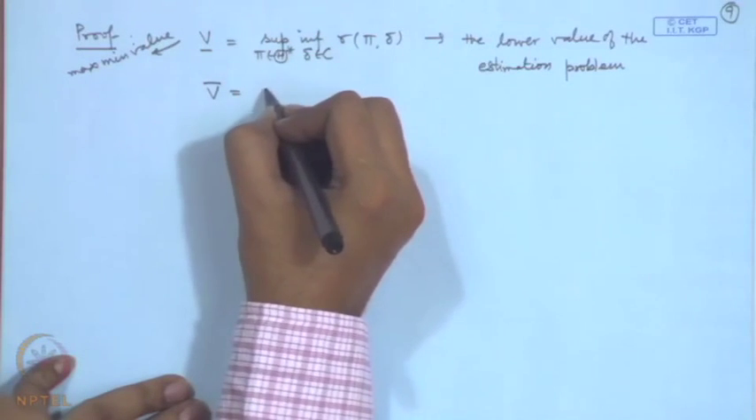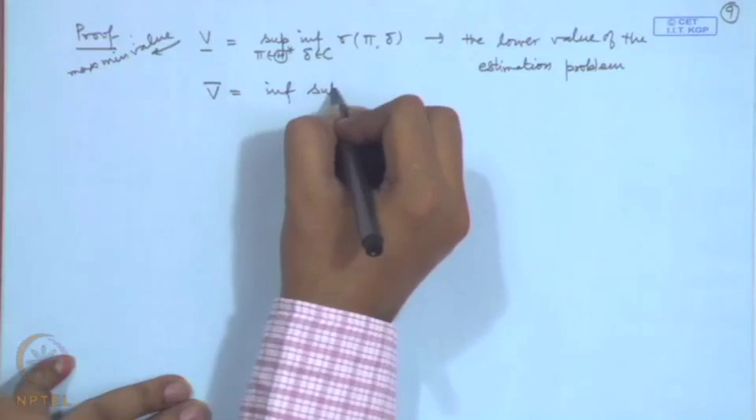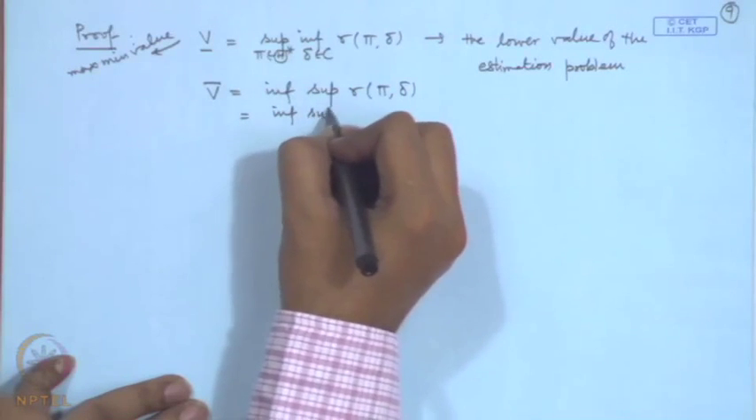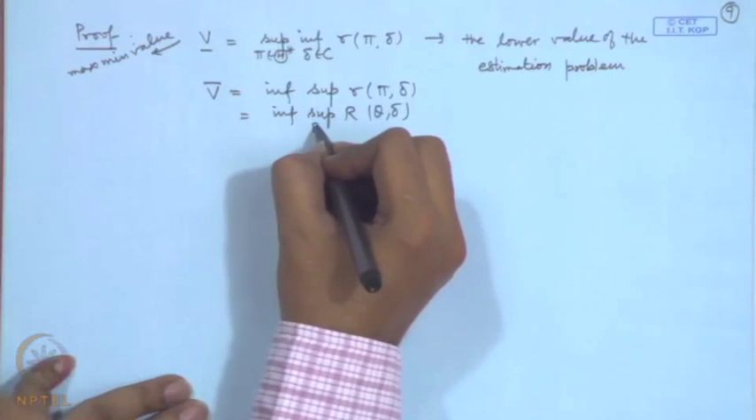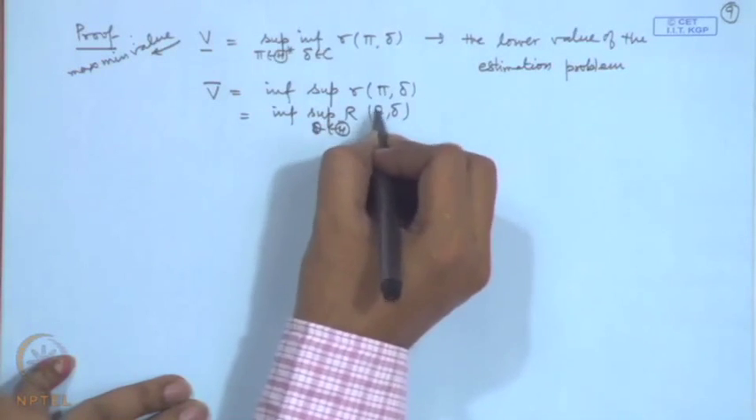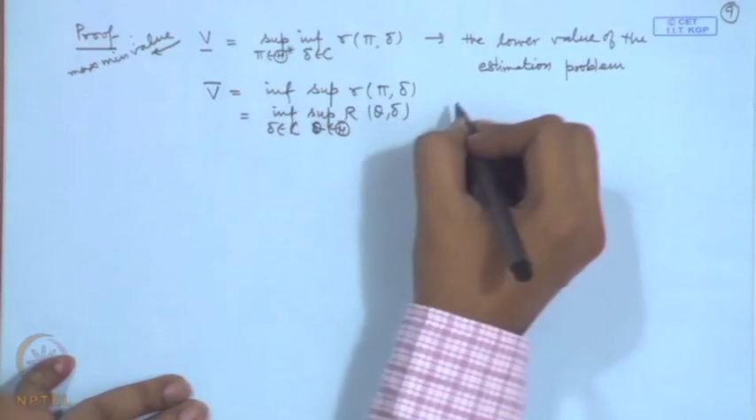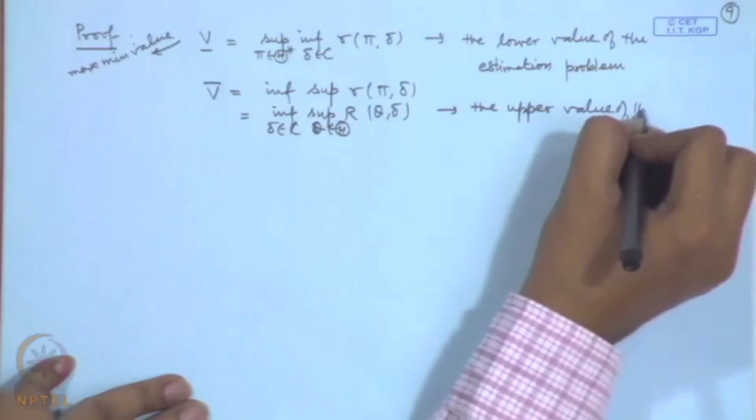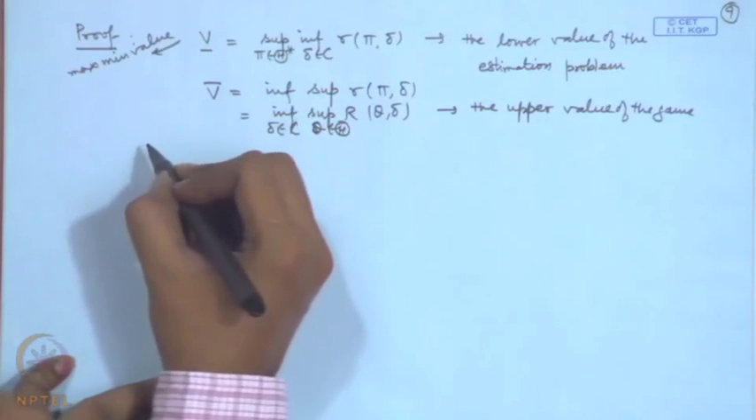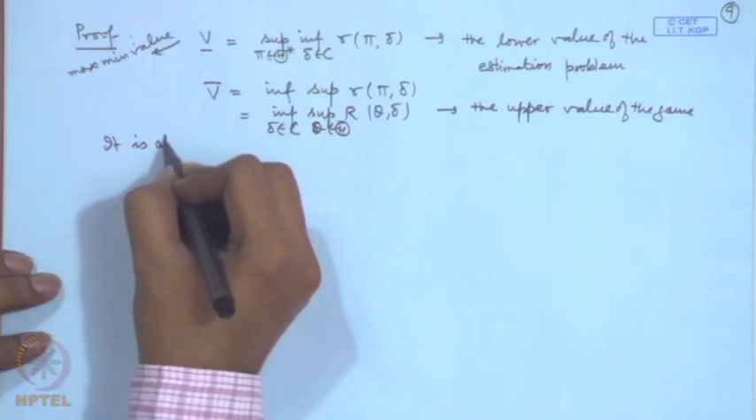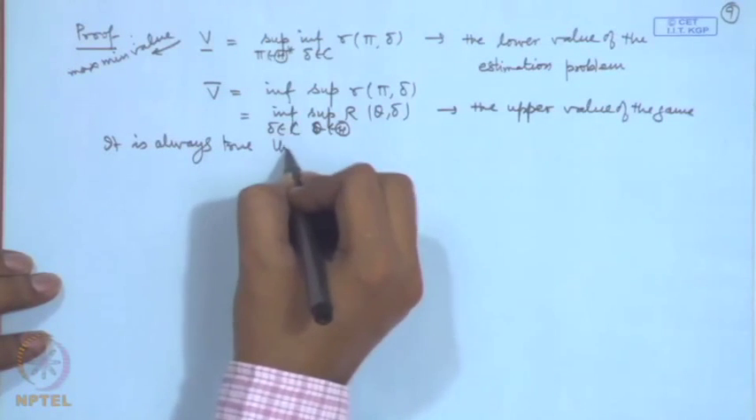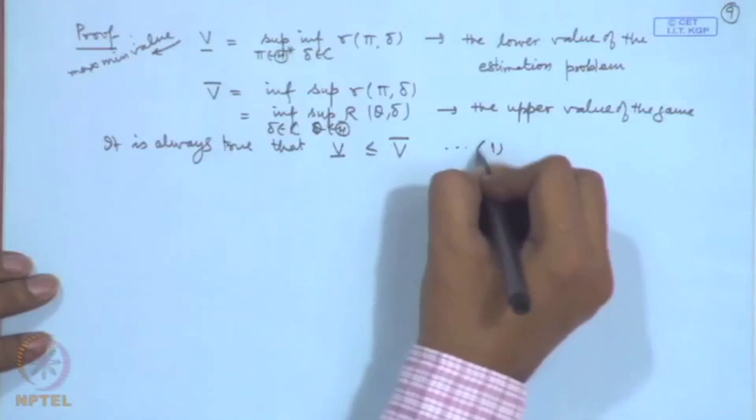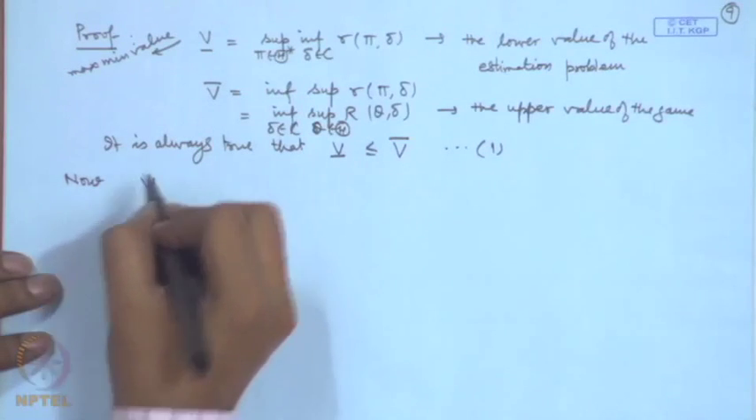And similarly this is also called the max min value, and similarly we have the upper value of the game, that is infimum supremum r(π, δ). It is also equal to infimum supremum r(θ, δ), where the supremum is over all the θ and infimum is over all the estimators here. This is called the upper value of the game. And it is always true that V lower bar is less than or equal to V upper bar. Now, we consider here say V upper bar.